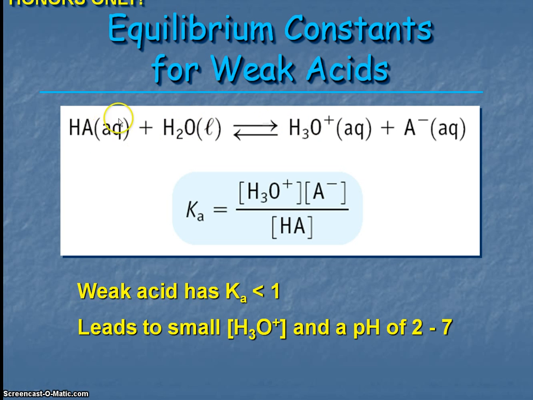We only use aqueous or gases in a K equilibrium. Notice here it's the products on the top divided by the bottom, or the reactants. If they have coefficients, they become the exponents. A weak acid has a Ka less than 1. This leads to a small amount going forward. You can see that that would be small, where this would be big, so you get a number less than 1.